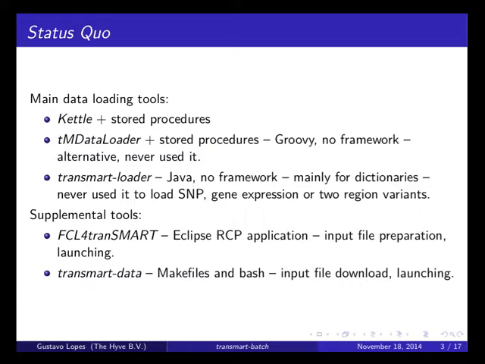And then we have Transmart Loader, which is a project that is not really a replacement for either of these two. It's more an alternative way to load data in Transmart. It's also written in Groovy. The code quality is much poorer than the Thomson Reuters code base, for instance. But it's mainly used for dictionaries right now. It started with being able to load SNP data and gene expression to region variants, but this never actually worked with the open source version.